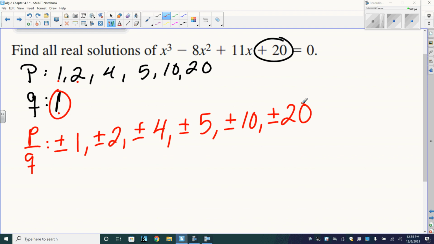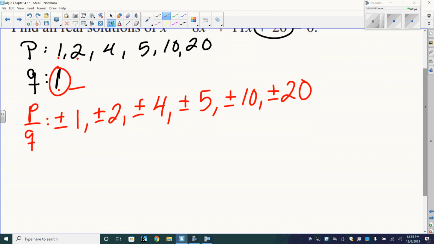Now at this point, if we had another factor for q, we would move on to it and do the exact same thing, dividing each one. So if there was another number, we would do p over that number. But what this has given us is all the possible rational zeros, all the possible rational solutions for this function. Any questions on this so far?